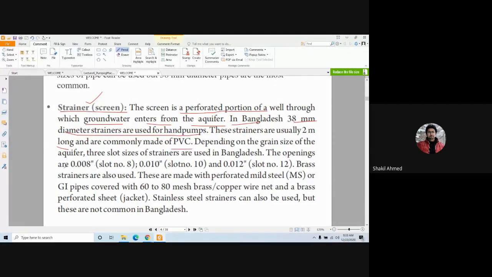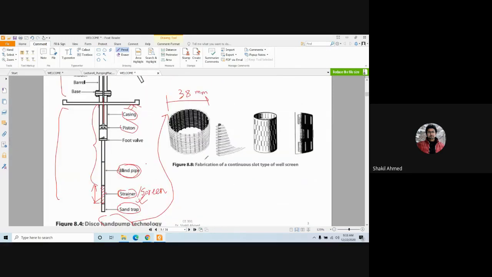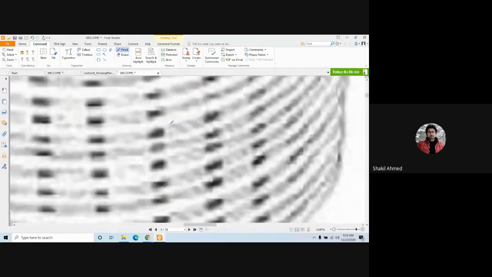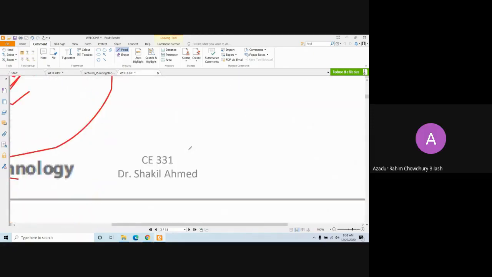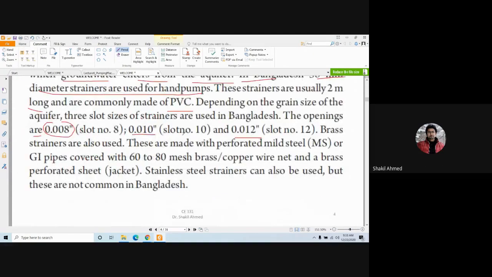The openings are 0.008 inch, 0.01 inch or 0.012 inch. That means these openings, we are talking about these openings. Are you following me, guys? Yes, sir. Usually it varies. Okay.